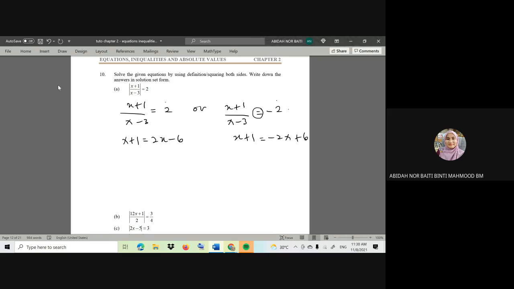Then find your x, so here we get negative x equal negative 6 minus 1 is negative 7, so your x is 7. Okay, ni pun sama. Rearrange, find your x. So here we get 3x, 6 minus 1 is 5. So x is 5 over 3. Okay, for equation of absolute values, you have to check your answer ya. Mesti check answer. Macam search equation.